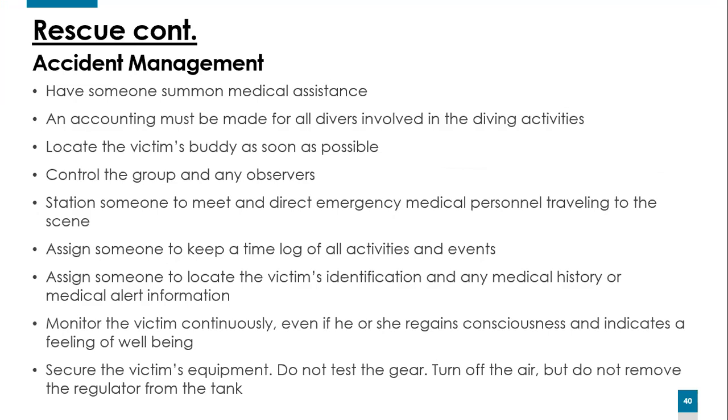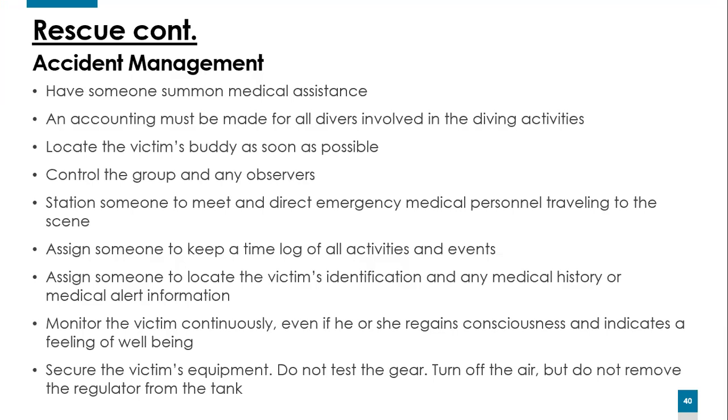All right, as far as accident management, have someone summon medical assistance. Have someone keep account of all divers involved in the diving activities. Okay, you want to locate the victim's body as soon as possible. Control the group and any observers. Okay, you want to station someone to meet and direct emergency medical personnel, so they'll know where the accident or event is taking place.